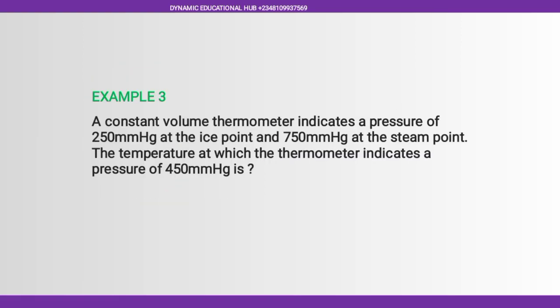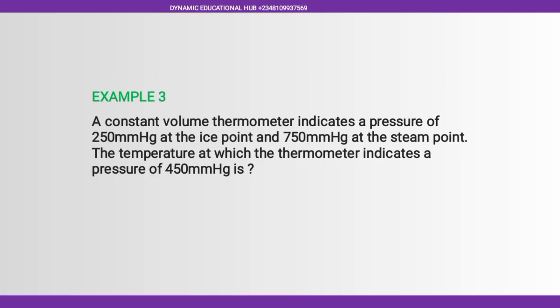Let's forge ahead. Example 3. A constant volume thermometer indicates a pressure of 215 mmHg at the ice point and 750 mmHg at the steam point. The temperature at which the thermometer indicates a pressure of 450 mmHg is.